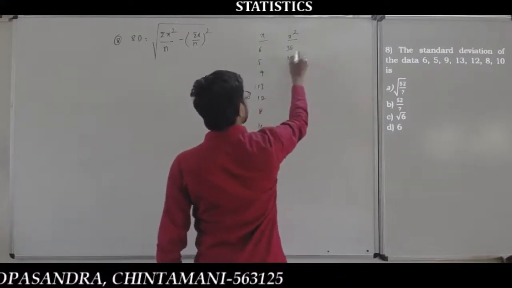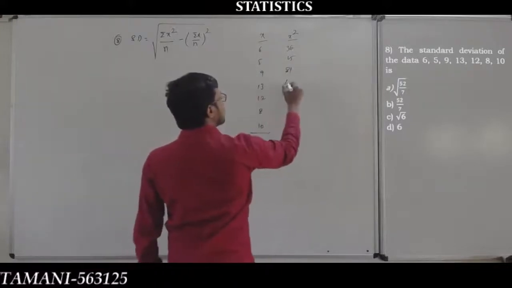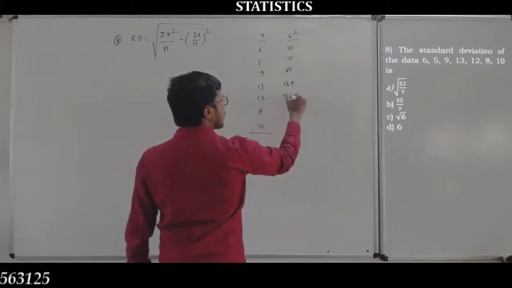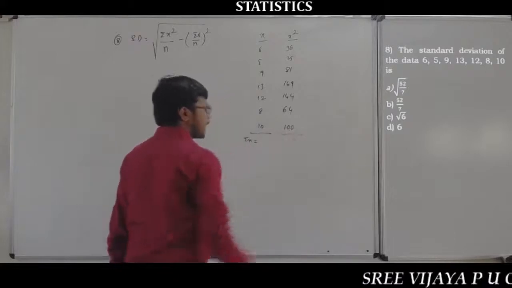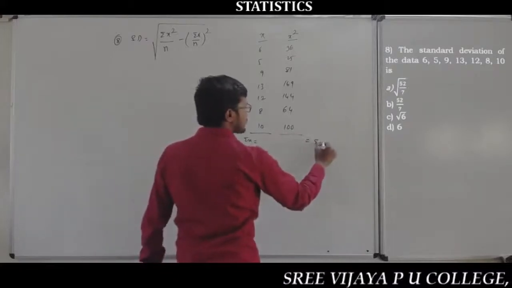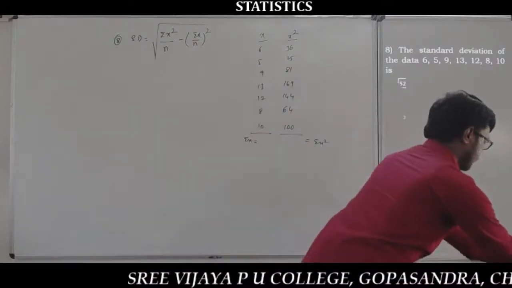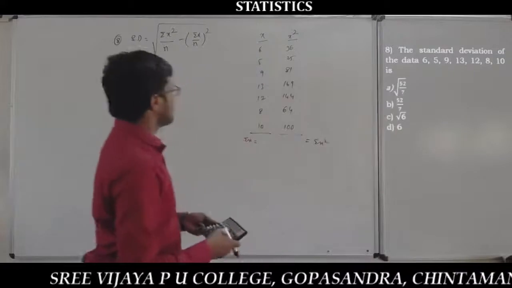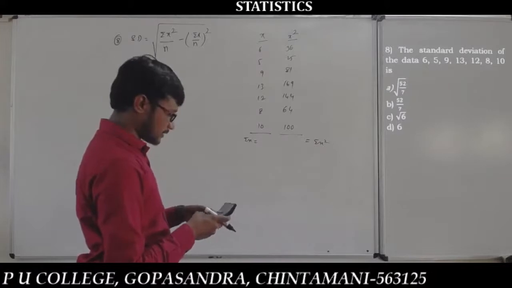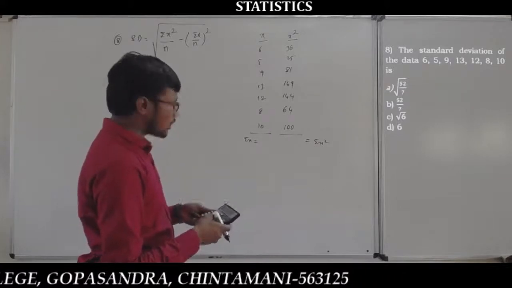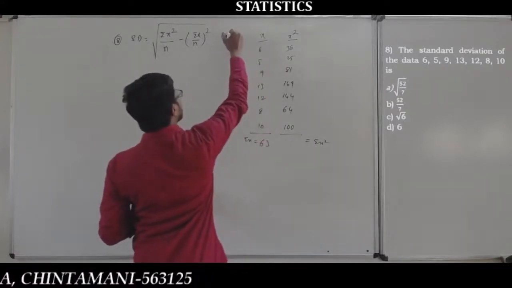6 square is 36. That is x square, so you can add that value. 5 square is 25. 9 square is 81. 13 square is 169. 12 square is 144. 8 square is 64. 10 square is 100. Add all these values, you will get the summation of x square. So 6 plus 5 plus 9 plus 13 plus 12 plus 8 plus 10, you got 63. 1, 2, 3, 4, 5, 6, 7. So the number of observations is 7.